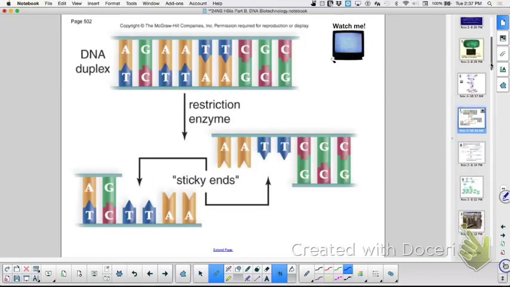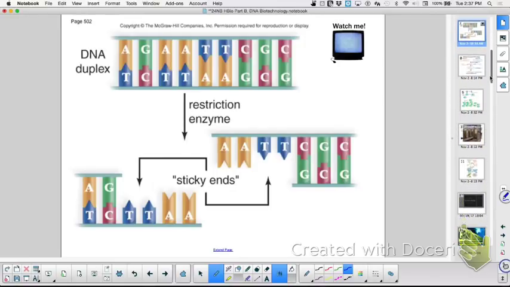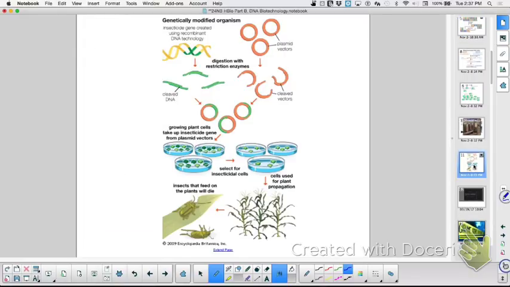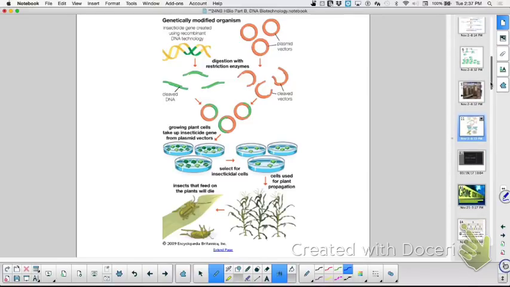All right, then we talked about how you can do it outside of bacteria as well. You could put DNA into plant cells, or you could put DNA into farm animals, right? We looked at all the different ways you could put DNA in order to express that particular trait.